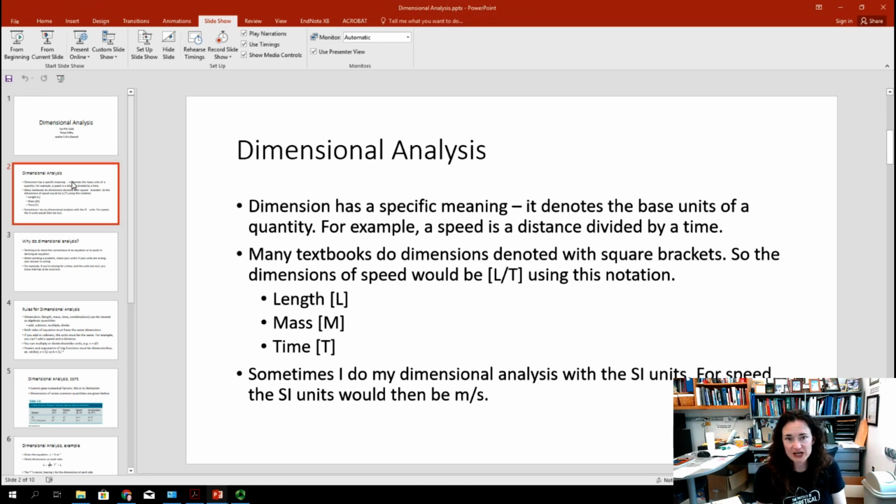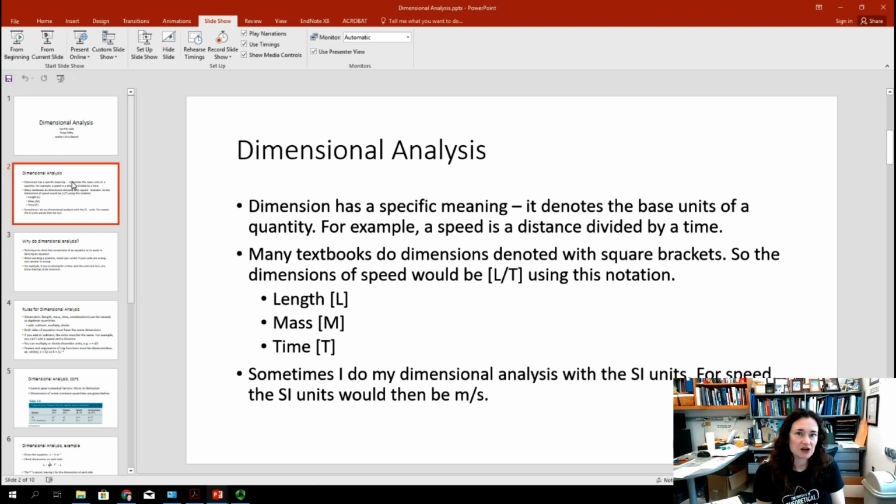Well, a dimension has a specific meaning. It denotes what base units you should use for the quantity. So for example, if you talked about what are the dimensions of distance, well, that would be a length. And then the SI unit associated with that would be the meter.